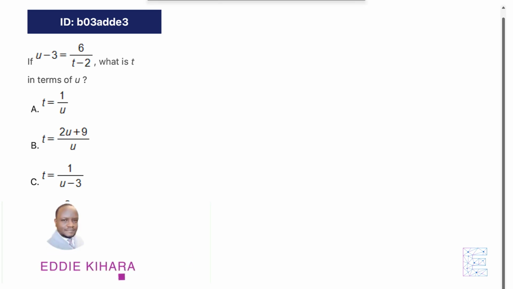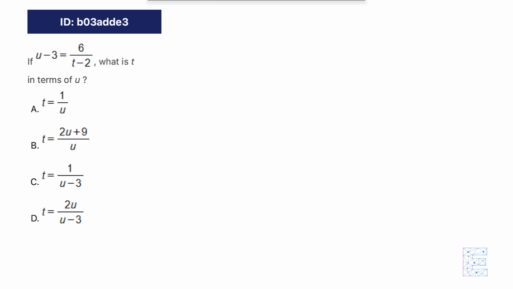If u minus 3 equals 6 over t minus 2, what is t in terms of u? These questions are pretty common on the SAT. The key words are you want to rewrite the equation in terms of another variable. So in other words, you want to isolate t.